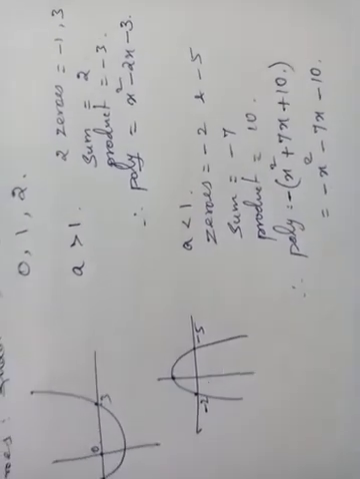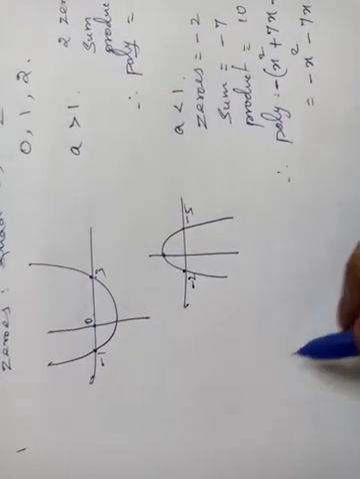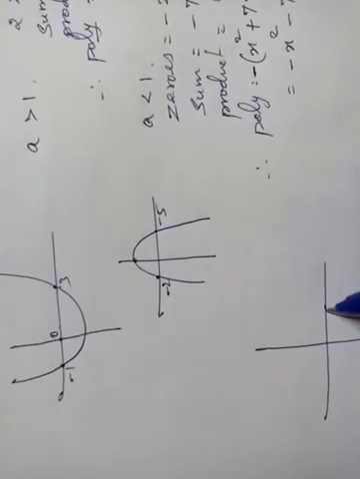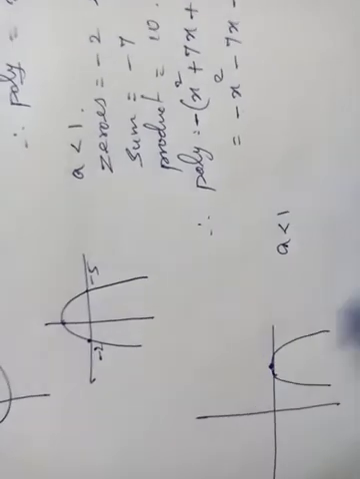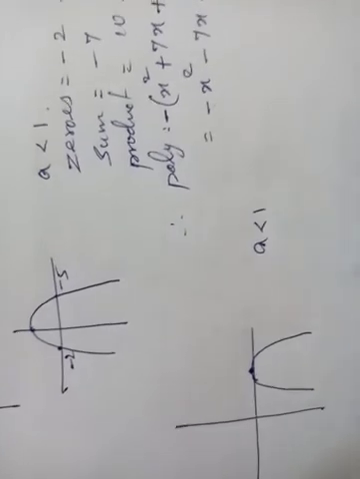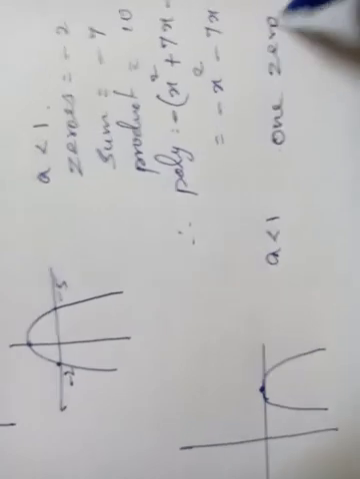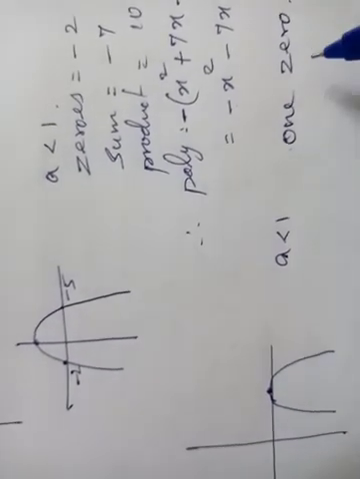Then one more thing, from this graph, for example, if it comes like this, what can you say about the zeros and the a value? The parabola opens downwards, therefore we can say a is less than 0. Then how many zeros are there? Only 1 zero. How do you say that? It touches the x-axis at only one point, therefore 1 zero.